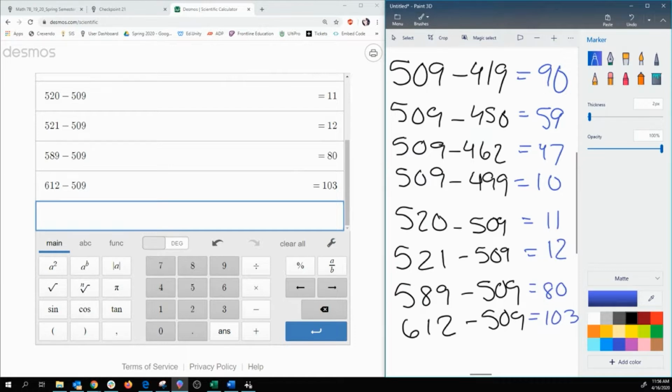The bigger number first, yes. So make sure that your bigger number is always first. If you do it where your bigger number is not first, it's not the end of the world. It will just give you a negative number.